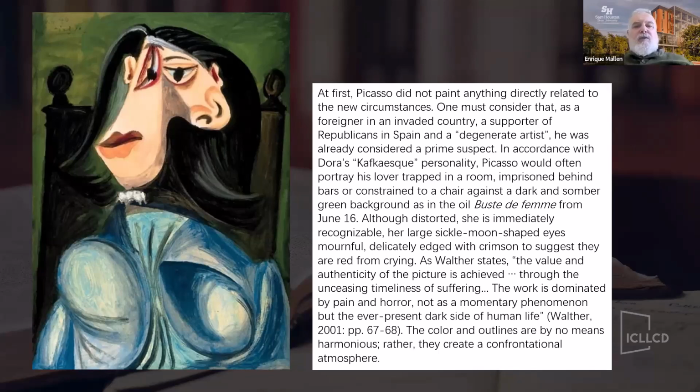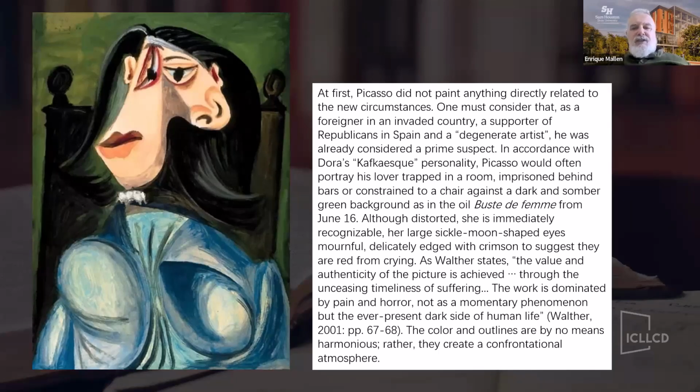In accordance with Dora's Kafkaesque personality, Picasso would often portray his lover trapped in a room, imprisoned behind bars, or constrained to a chair against a dark and somber green background, as we see here illustrated in a painting from June 16. Although distorted, she is immediately recognizable as Dora Maar.